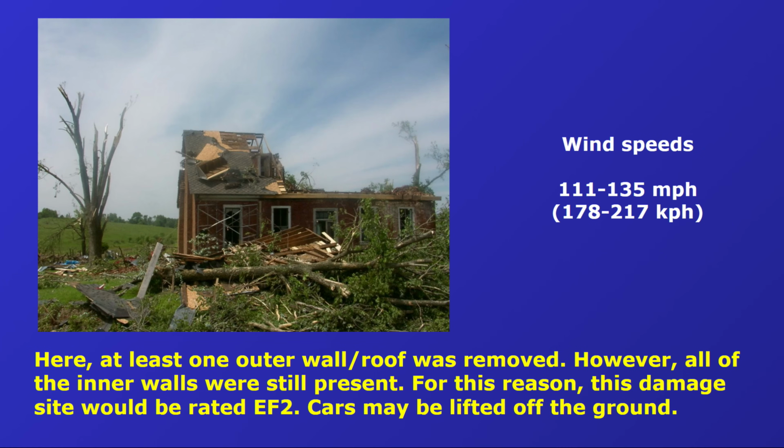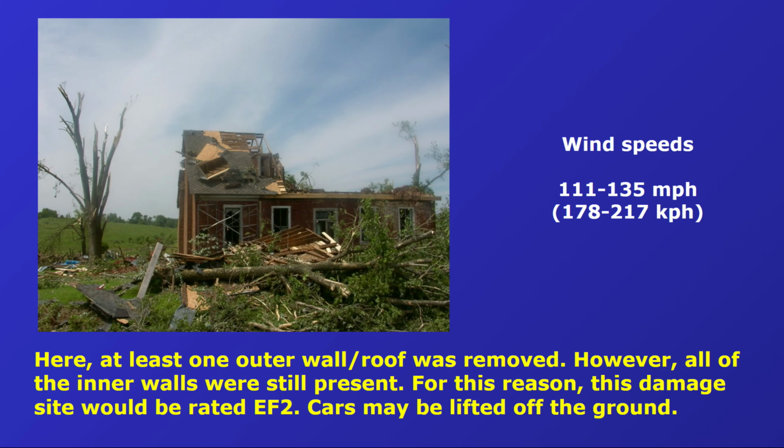Now we're on to EF2 tornadoes. EF2 and higher tornadoes account for less than 15% of all the types of tornado out there. In order to be categorized as EF2 damage, you're going to have at least one outer wall, that could include a roof, being actually removed. And here in this picture you can see that just the top layer of the roof wasn't removed. The roof is essentially removed, and for this reason this site would be rated as an EF2, and these winds are also strong enough to lift a car off the ground.